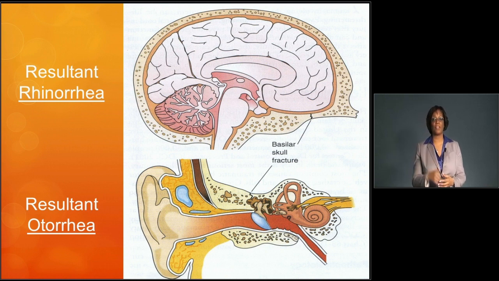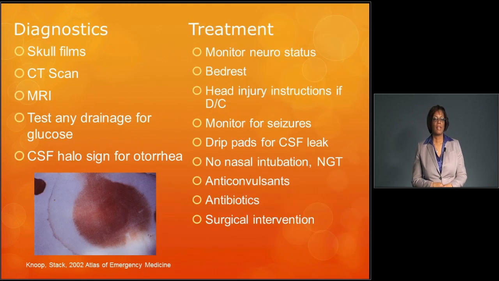And the bottom figure shows how, based on where the basilar skull fracture is, this person is going to have otorrhea, where the fluid is dripping out through the ear. If you're not sure what's coming out secondary to someone having a fracture, you think they have a basilar skull fracture, but maybe there's blood coming out and you're not sure if there's some CSF in there, we can do something called the halo sign, assessing for halo sign.